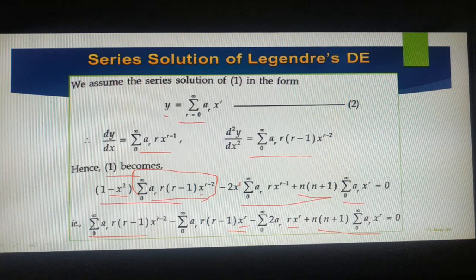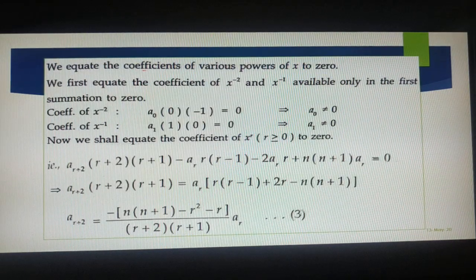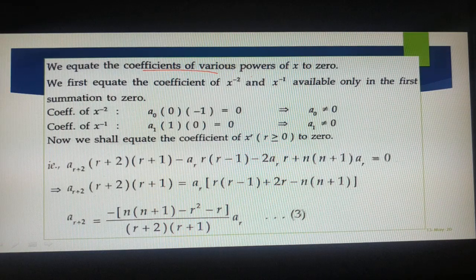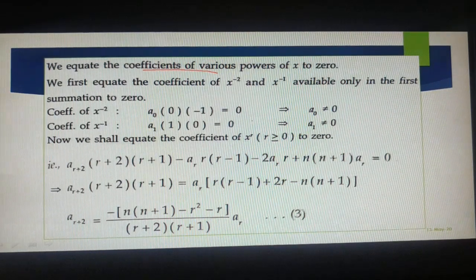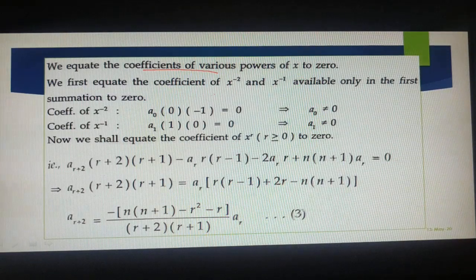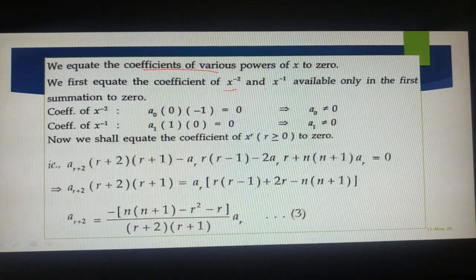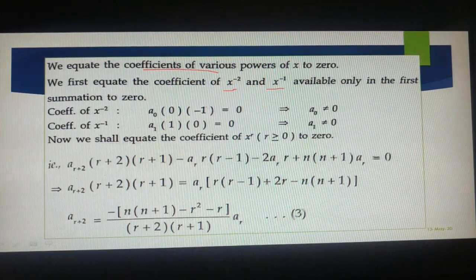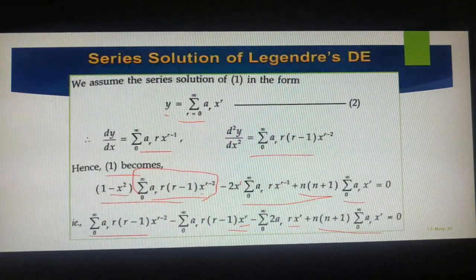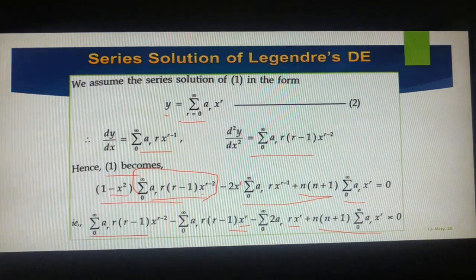Initially, we have to equate the coefficients of various powers of x to 0. So initially I am taking x power minus 2, x power minus 1. How will I get it? If I take r is equal to 0, what will I get here?